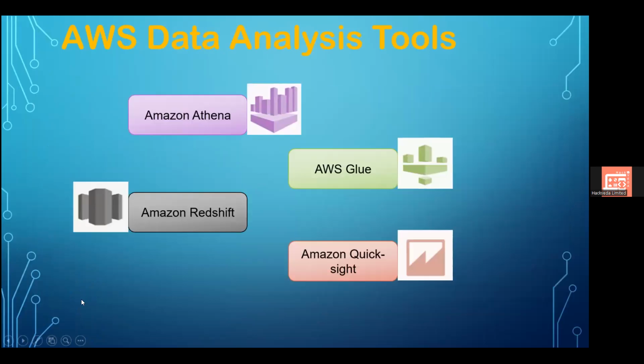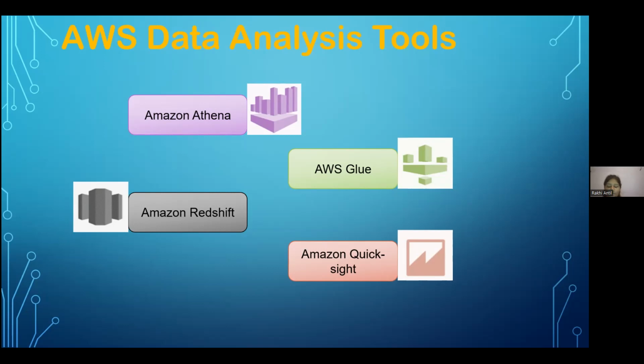Okay, fine. So next slide is AWS database data analysis tools. There are four analysis tools: Amazon Athena, AWS Glue, Amazon Redshift, and Amazon QuickSight. First we discuss Amazon Athena. Amazon Athena is a serverless interactive query service that allows you to analyze data in Amazon S3 using standard SQL queries, and it is particularly useful for exploration of large data sets without the need for infrastructure management.